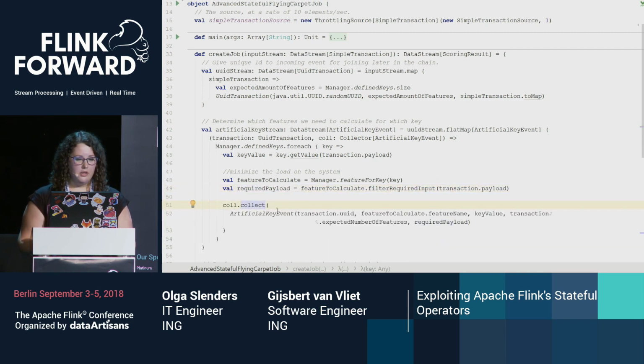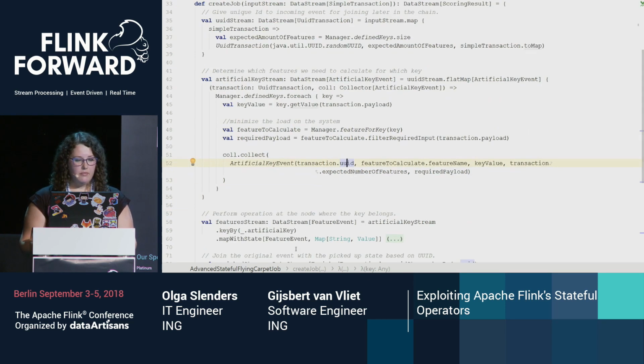We can produce an artificial key event here and collect it, and then it's getting collected as many times as we have keys, because we have a for each here. The artificial key event has the unique identifier, the name of the feature, the value of the key that we're going to use to be keying with, and then the other information that we need.